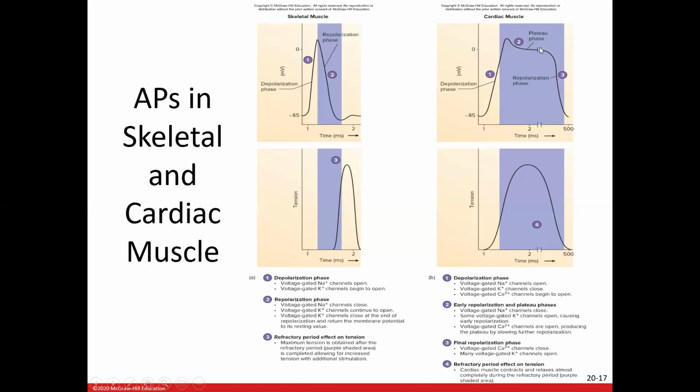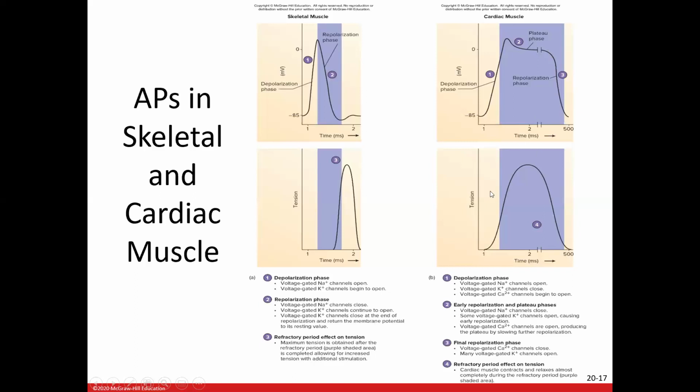And then eventually, at the end of the plateau phase, we'll have the calcium channels close, so no more calcium's coming into the cell, and then a bunch more of those potassium channels will open, flooding out of the cell, causing the cell to repolarize, like with skeletal muscle.